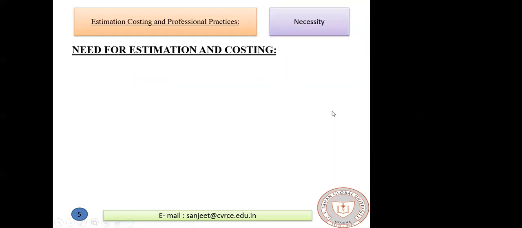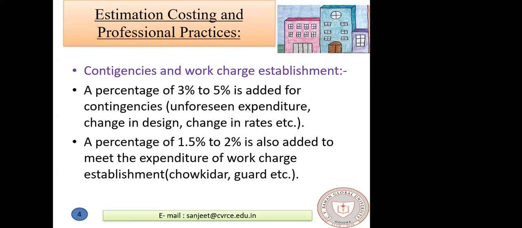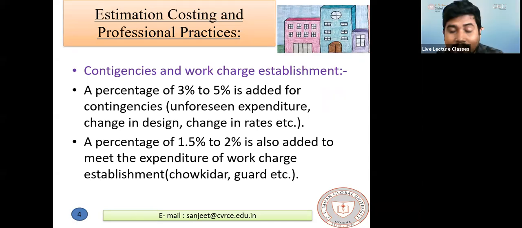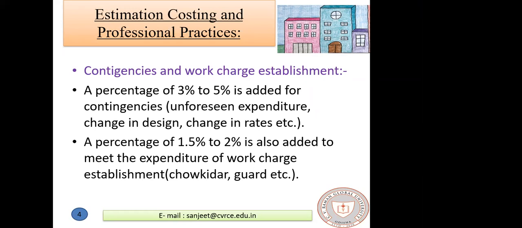Sir, why is it called work charge? Work charge means that this chowkidar or guard is there to check, to guard all your things there. That's why they are saying it is the work charge establishment. He is working there from the starting of the construction work to the end of your construction work. That's why they are charging some extra money. That's why this is called work charge establishment.